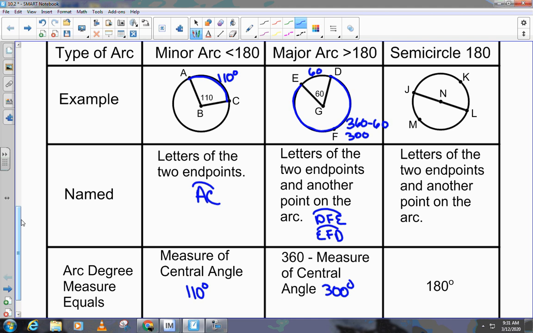Because if I said arc JL, you would know if I was talking about this one or this one. They measure the same, but if I am identifying it, I need to know which one you're talking about. So the blue one, you would state it as JKL, and then the red one would be JML. And then your semicircle always measures 180 degrees, no matter which one you're talking about. All right, so your minor is less than 180, your major is greater than 180, and your semicircle is 180.